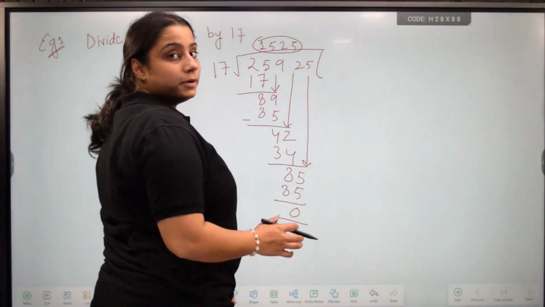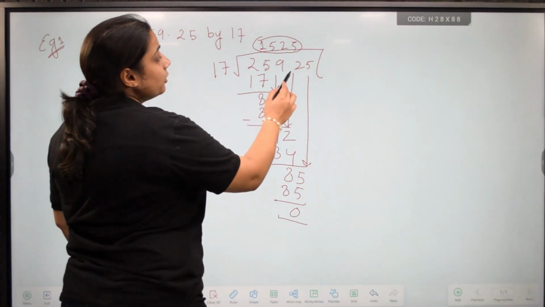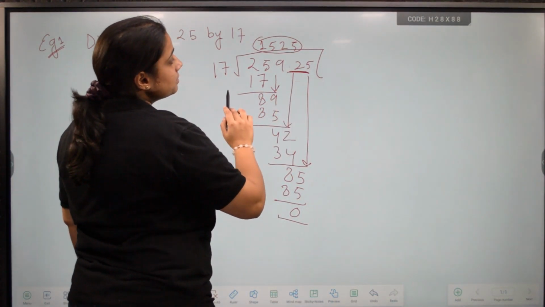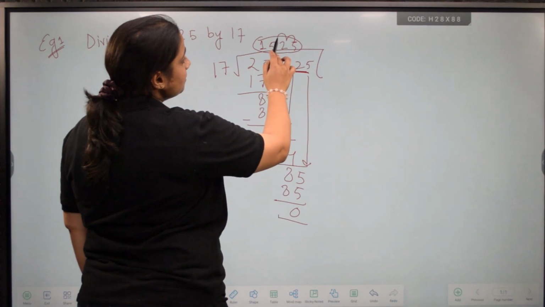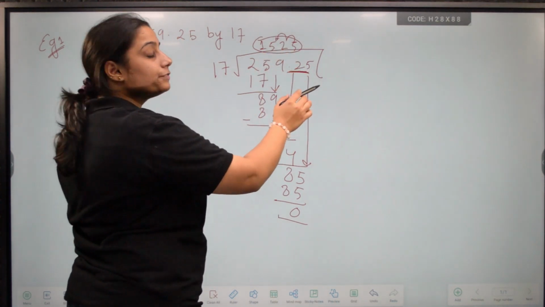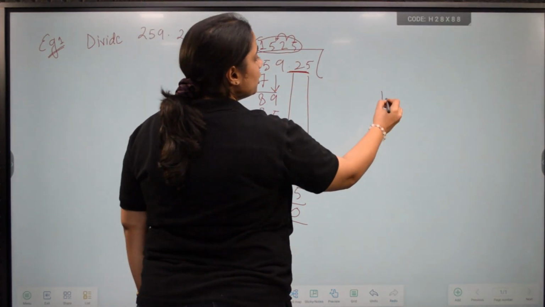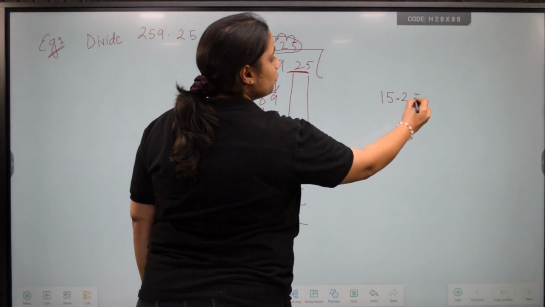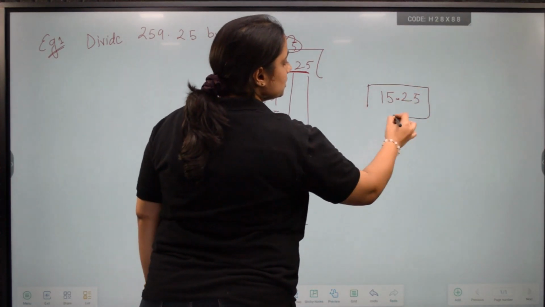Now placing the decimal point, we got 2 decimal places. So place the decimal after counting 2 numbers from the extreme right. So we got 15.25. So this is our required answer.